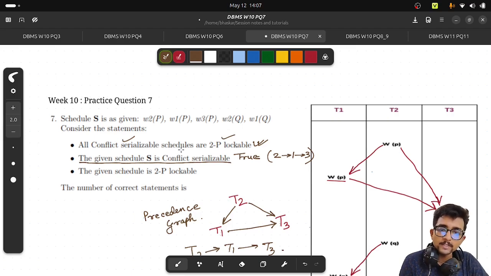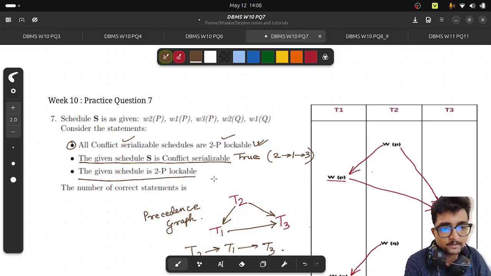So whether this statement is true or not, we will check a little later. All conflict serializable schedules are two-phase lockable. That I don't know. All I know is that for a two-phase lockable schedule, at first you apply locking, and if you are able to apply two-phase locking on that schedule, then it will be conflict serializable. So we will worry about this statement a little later. At first, let us try to solve this statement: the given schedule is two-phase lockable. So let us apply two-phase locking on the given schedule and see whether it is so or not.